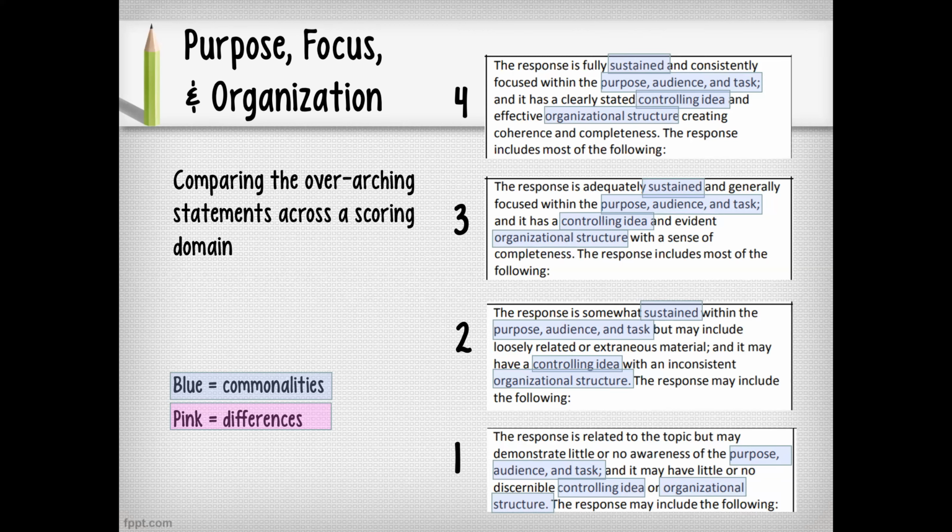So just a reminder, what we've done here is look at the commonalities across the score points within one domain. These are the words or phrases that really tell you what this scoring element is all about.